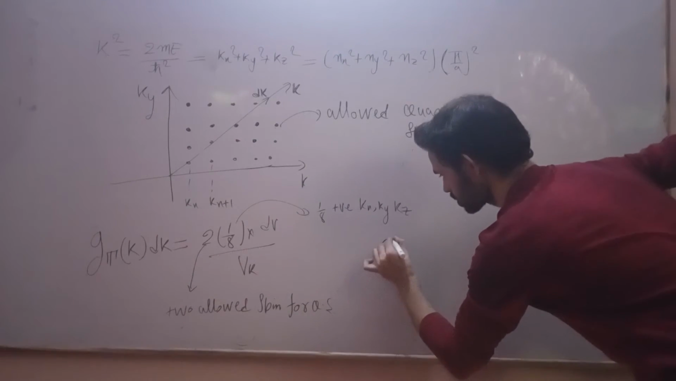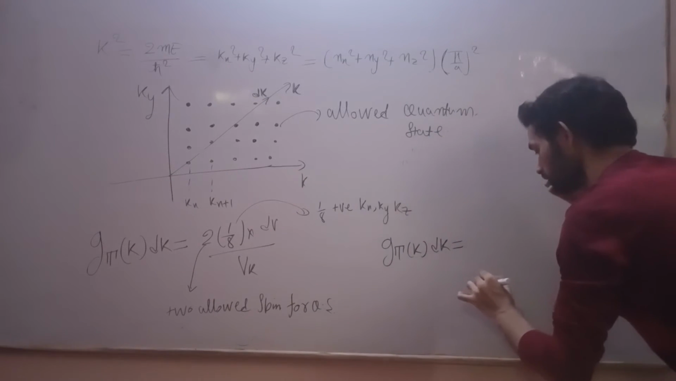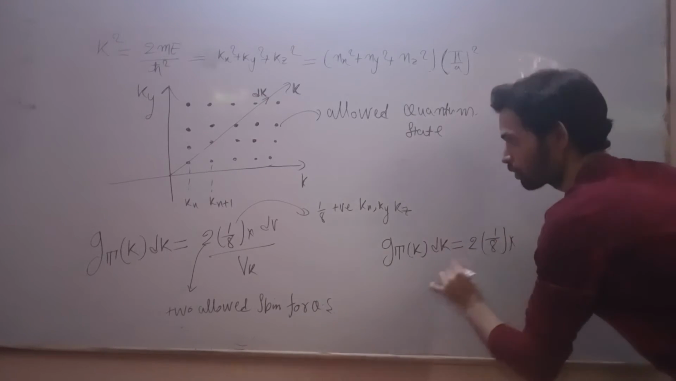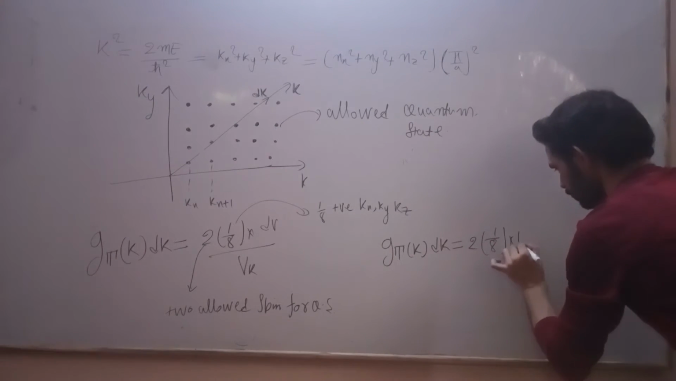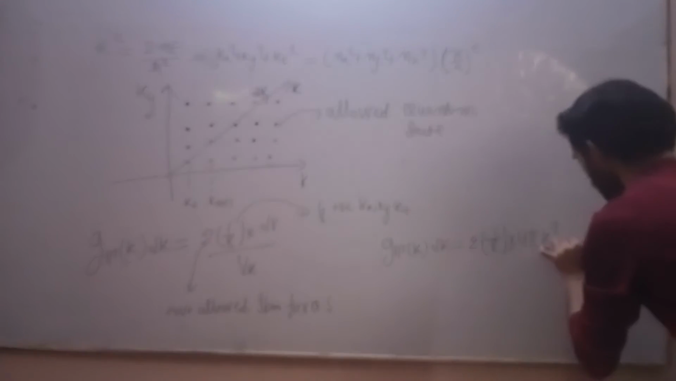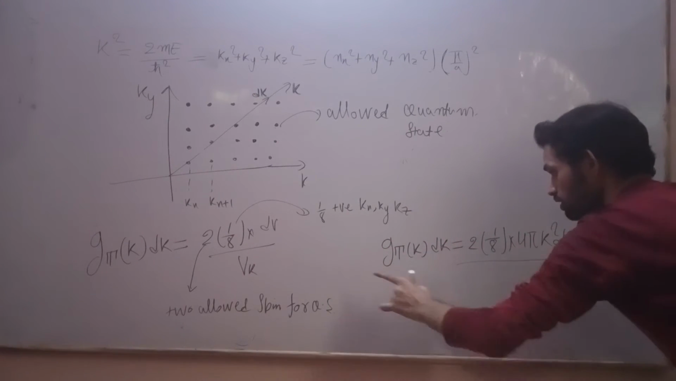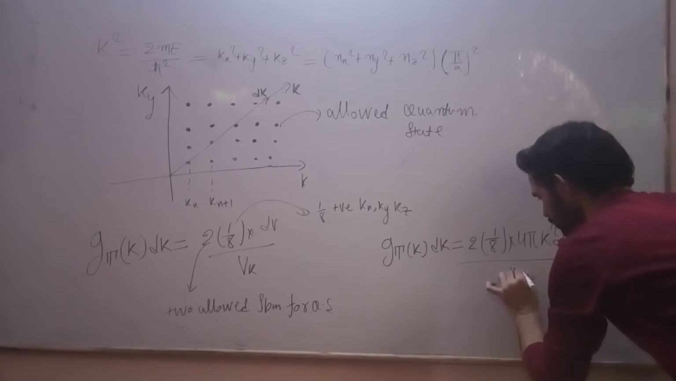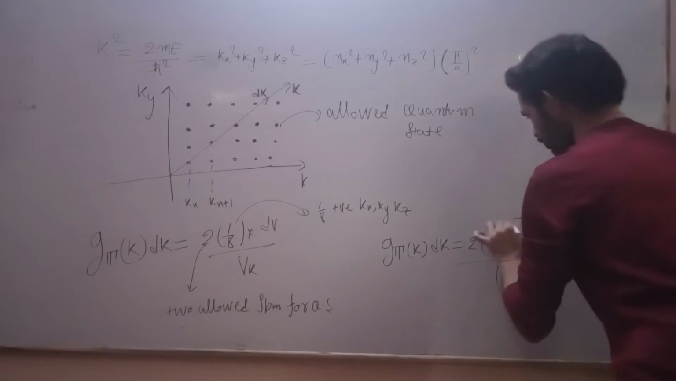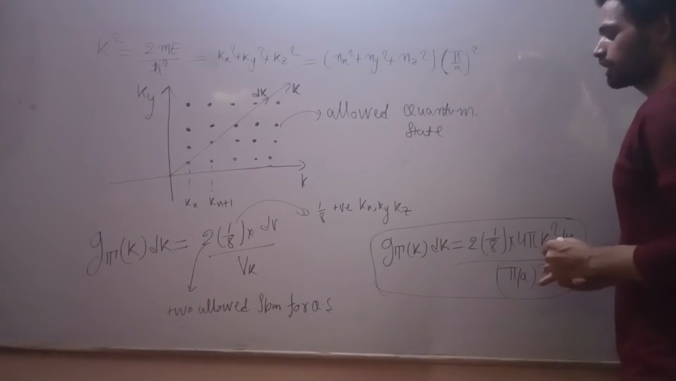So therefore this g(k) dk is equal to 2 into 1 by 8 into dV, which is 4 pi k square dk, divided by the volume of a single quantum state that we have calculated as (pi by a) whole cube. Yes, (pi by a) whole cube. So this is density of allowed quantum state in terms of k.